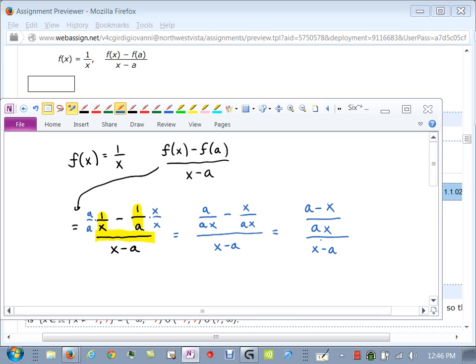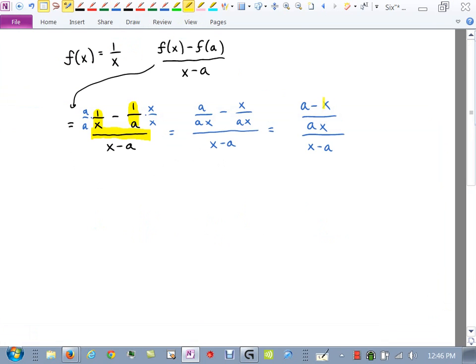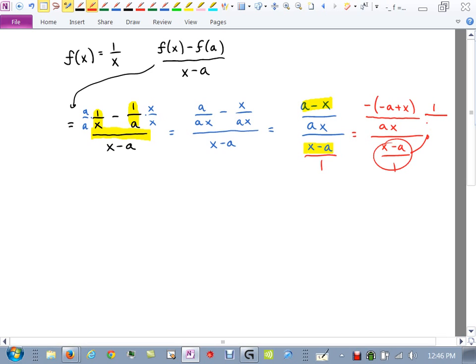And notice that these two, and this is like a fraction down here over 1, that those two are off by a sign. So they're almost the same. So what I'm going to do is on the top, I'll just factor a negative out. That'll turn into negative a plus x, which is the same as x minus a, over ax, over x minus a over 1. And then remember, when you have a fraction over a fraction, this one here flips up here like this.